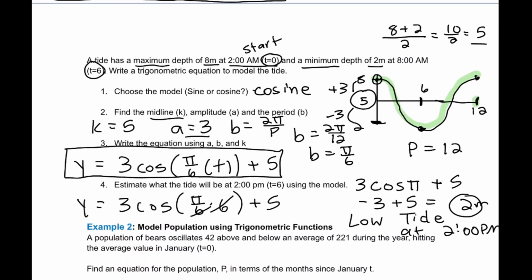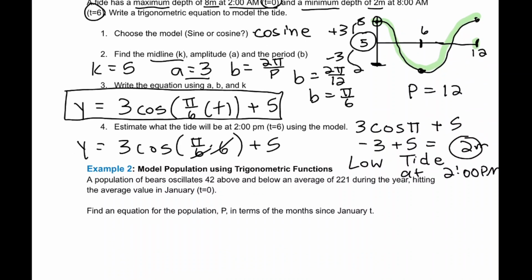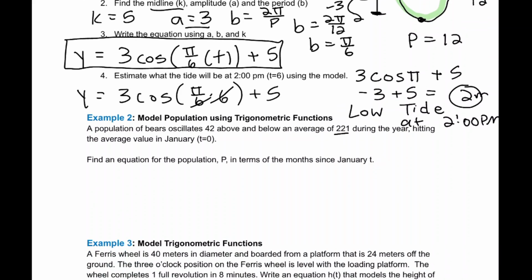Let's look at 2 more. This one just gives us a model, and it's just going to ask us to find the equation. So you're going to have to be able to read it and think about what they're telling you. So the population of bears is going to oscillate 42 above and 42 below the average of 221 during the year, hitting an average in January when t is 0.